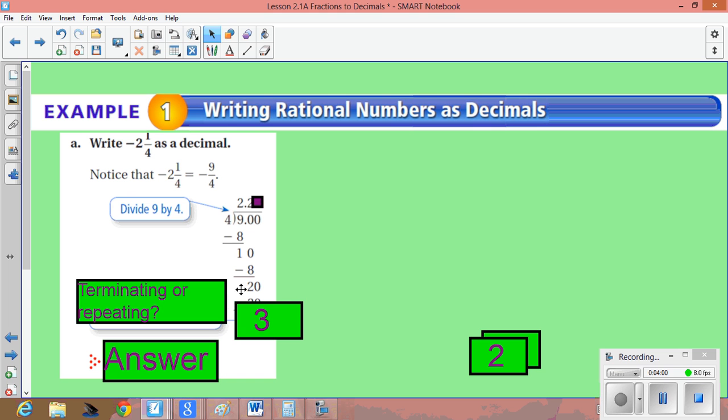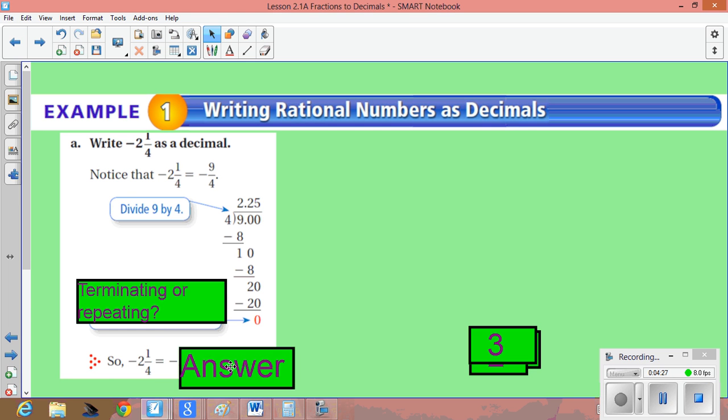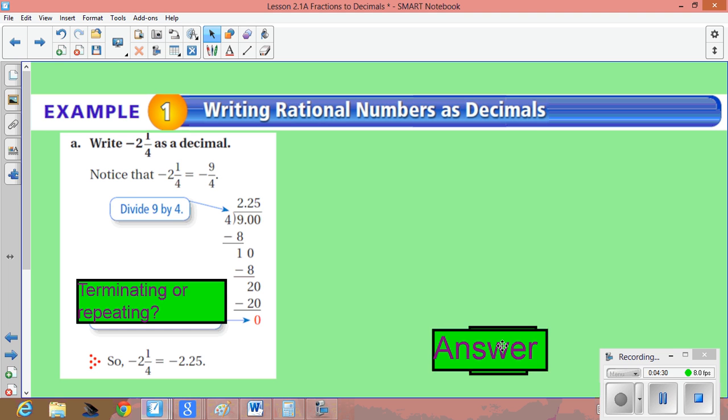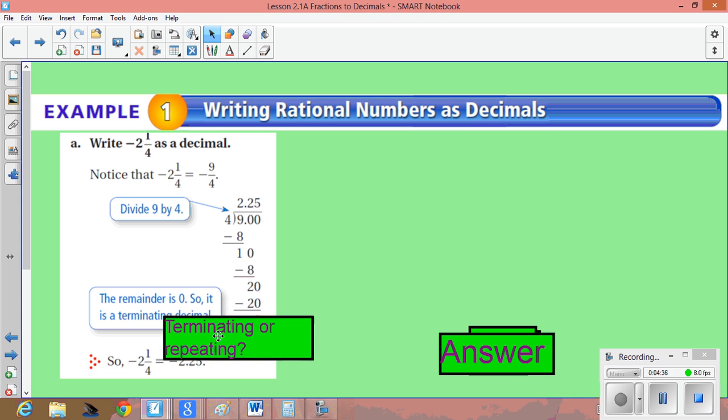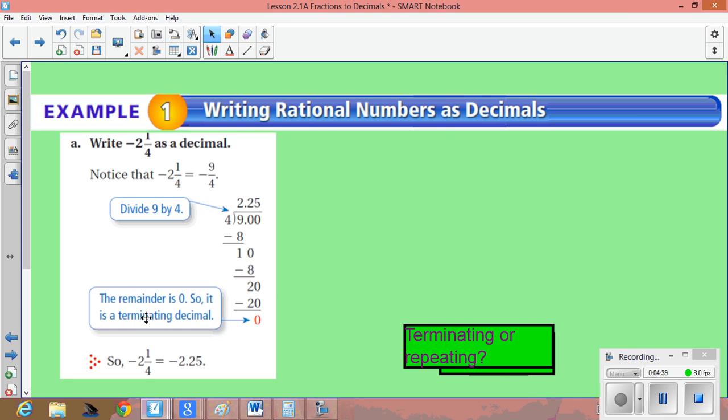How many times does 4 go into 20? We get 5. 5 times 4 is 20. There's 0 left over. So the 0 means no remainder. So if I take a look at my solution, 2.25, is my answer supposed to be positive or negative? Well, if you take a look, I started with a negative number, so my answer will be negative 2.25. So is this decimal a terminating or repeating decimal? And the answer is terminating, since the remainder is 0.